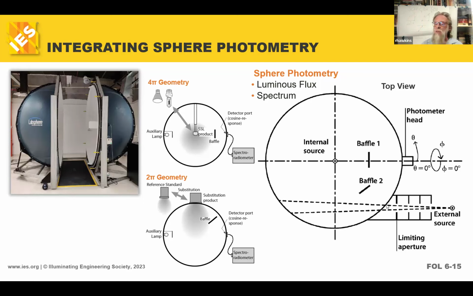So if all you're after is lumens, integrating spheres are an amazing way to get some information as to how things are working.